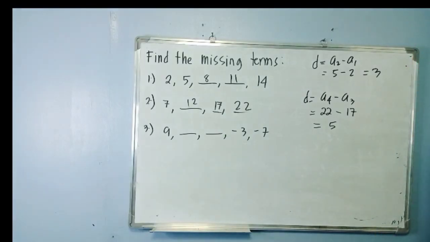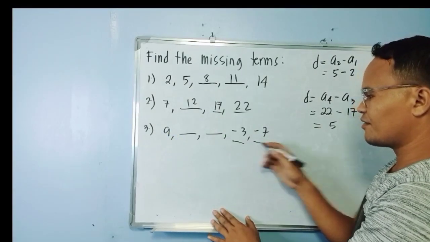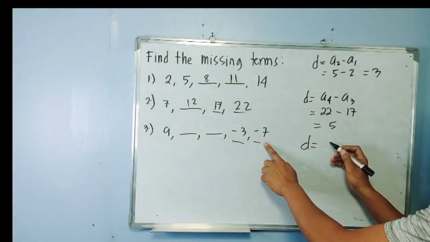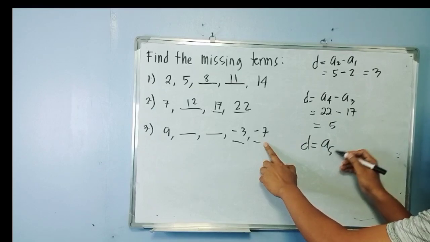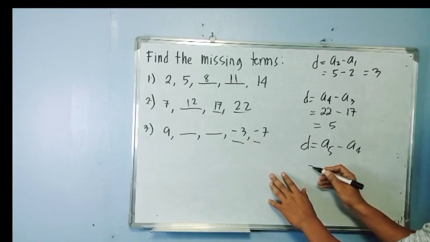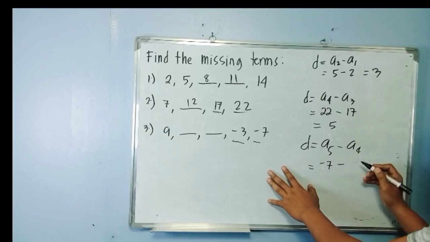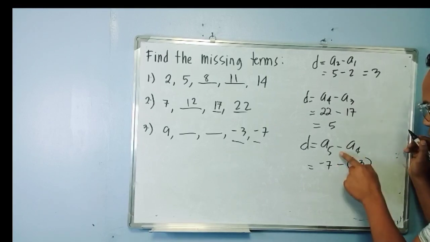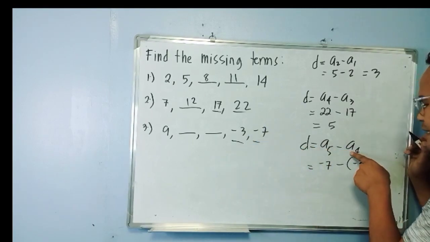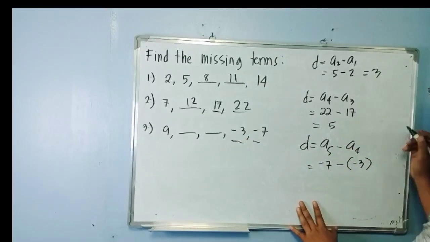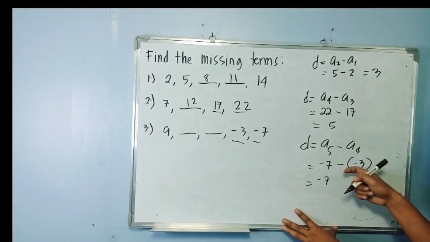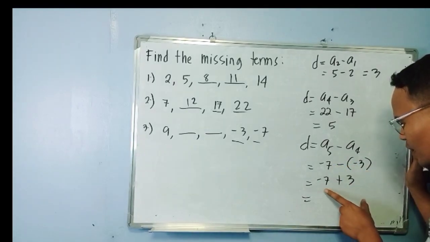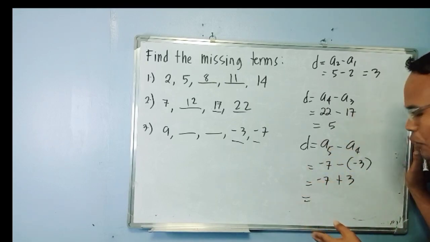For number 3, 9 is the first term, but we have 2 consecutive terms here. So we can get the common difference. We have 5 terms, so the last term is a sub 5. So a sub 5 minus the fourth term, a sub 4. So a sub 5 is negative 7 minus a sub 4, which is negative 3. We have double negation here because our operation is minus and the sign of a sub 4 is negative. So it becomes negative times negative, and the result is positive. So here we are going to apply the rules in adding integers.